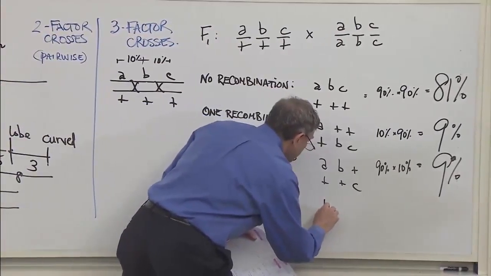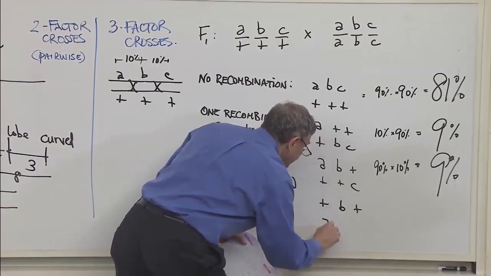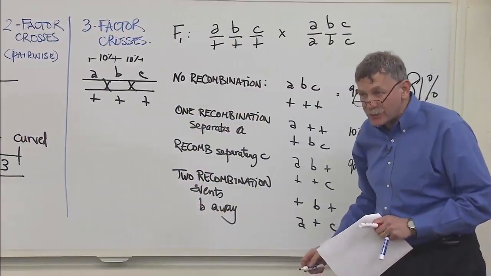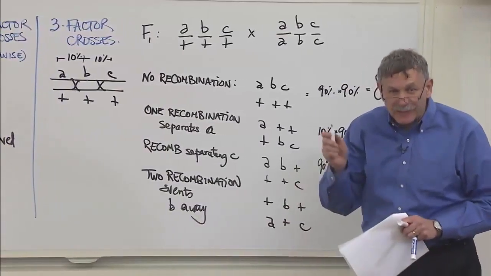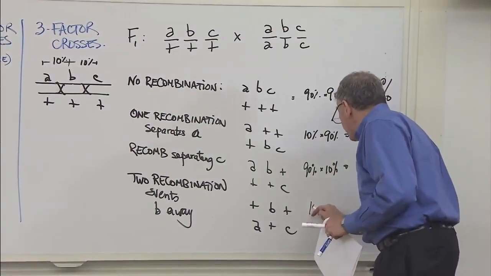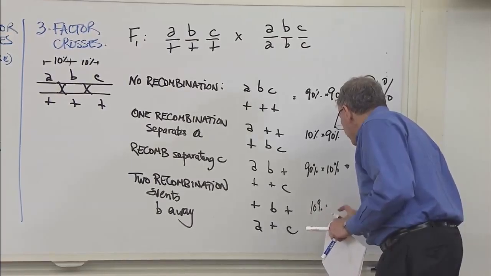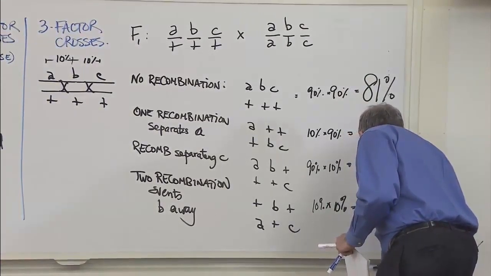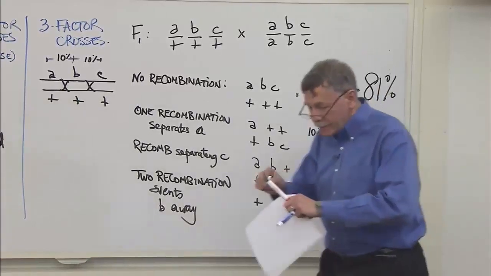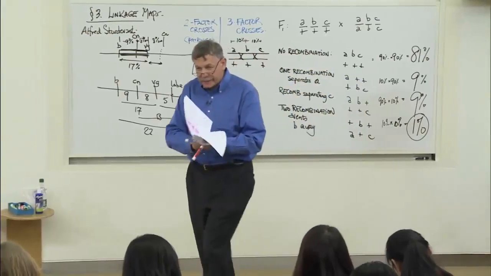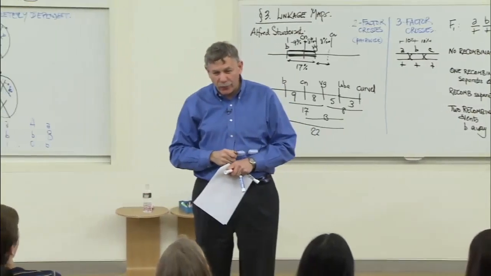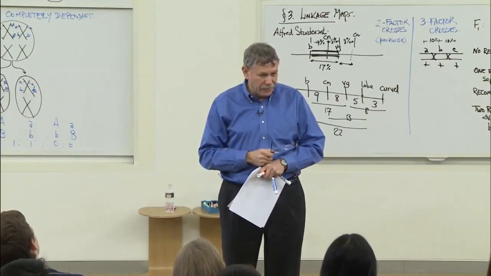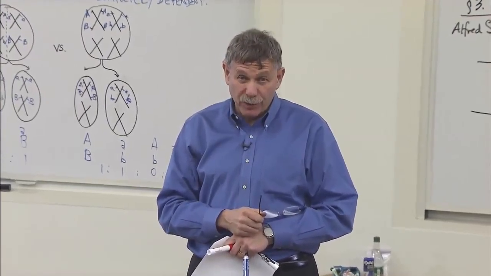And you're going to get plus B plus, A plus C. And what's the chance of two recombinations? 10% times 10% equals 1%. One of the three is very hard to separate away from the others because it takes 2 crossovers if it's in the middle. That is a pretty cool testable prediction.